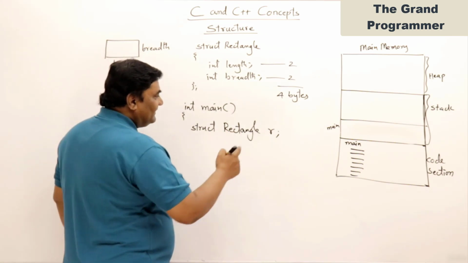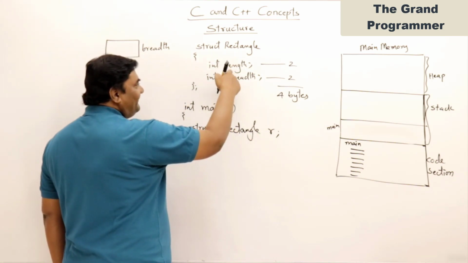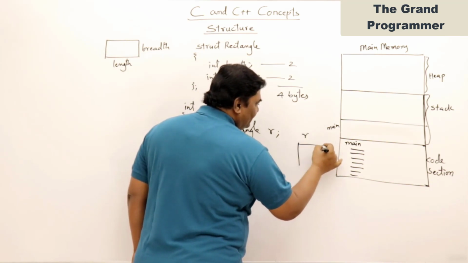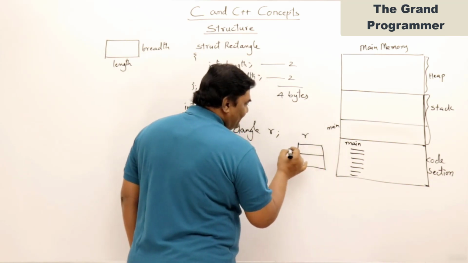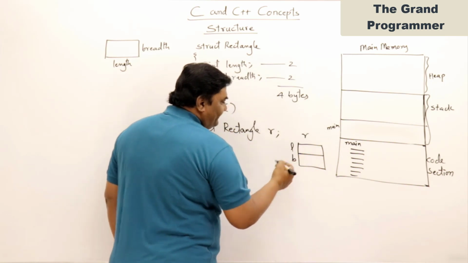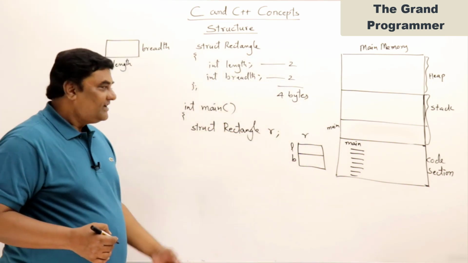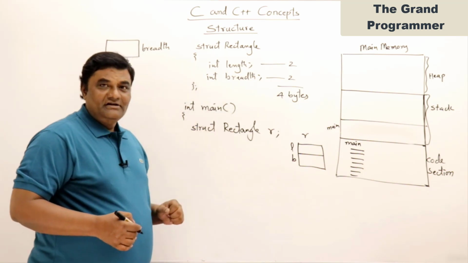So how does it look? R is of type rectangle, so it has two members, that is length and breadth. R will occupy a total of 4 bytes, and the first 2 bytes are for length and the next 2 bytes are for breadth. So yes, that is occupying memory. This is the method of declaration.